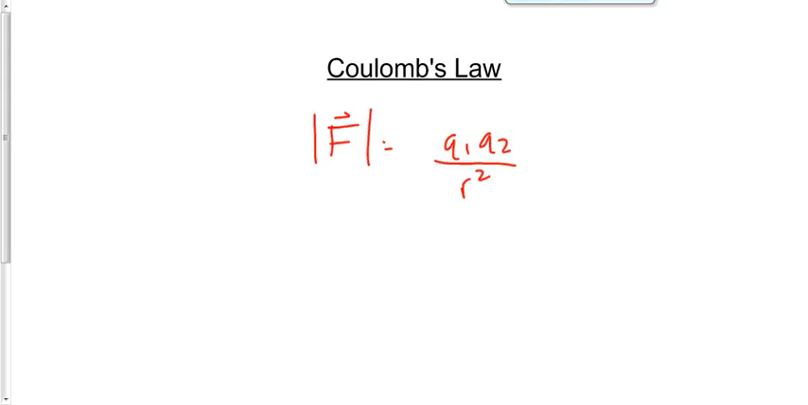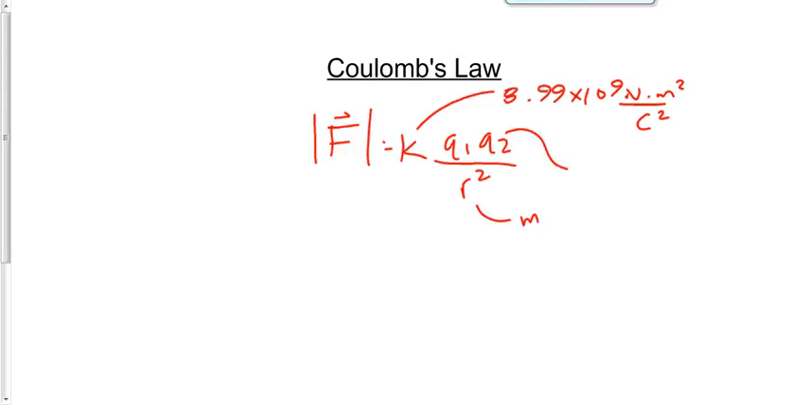But if you know anything about proportionalities, F is related to this, but it's not equal to this. If it's related to this, then it's equal to that times a constant that we're going to call Coulomb's constant. The value of that constant is 8.99 times 10 to the 9 newton meters squared per coulombs squared. R, of course, is the distance that separates them, measured in meters. Q is the charge measured in coulombs, and F is the force of attraction or repulsion measured in newtons.